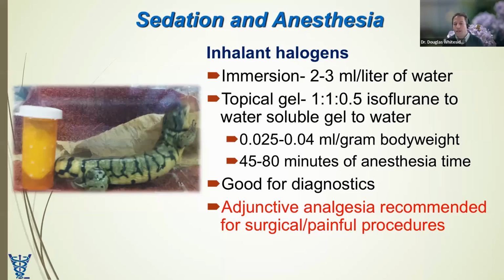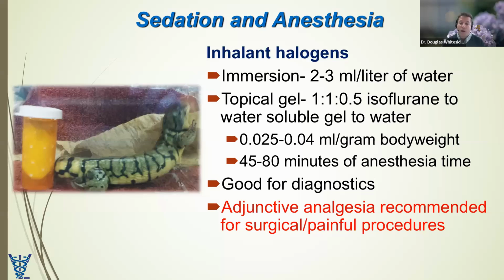Topically, people can use this in a gel. What you do is basically take 1 part isoflurane to 1 part water to 0.5 parts of a soluble gel, mix it all together, and you can apply that topically to your amphibian. You can often put a piece of gauze, for example, over top to keep it in place as well. You're going to use about 0.025, or basically 0.03 to 0.04 mLs per gram of body weight of the amphibian. It gives you about 45 to 80 minutes of really good anesthetic time, and so this is really good for diagnostics.